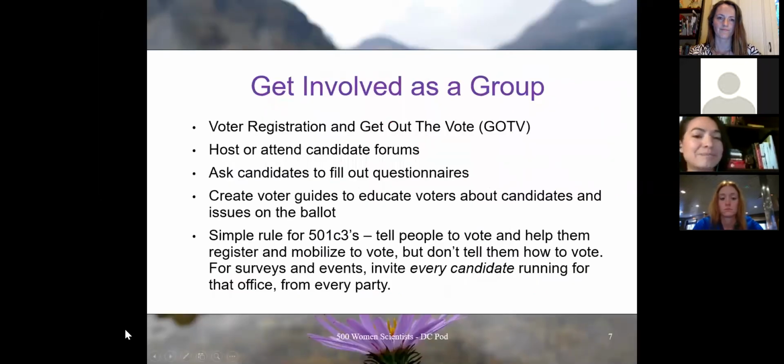So what can we do? As a group, we can lead voter registration drives and get out the vote. We can host or attend candidate forums. We can ask candidates to fill out questionnaires. We can create voter guides to educate voters about candidates and issues on our ballots. A simple rule for a 501c3 group like 500 Women Scientists is that we tell people to go vote. We educate voters. We just don't tell them how to vote, like not tell them who to cast their vote for. And include candidates from every party in any initiative that you organize.